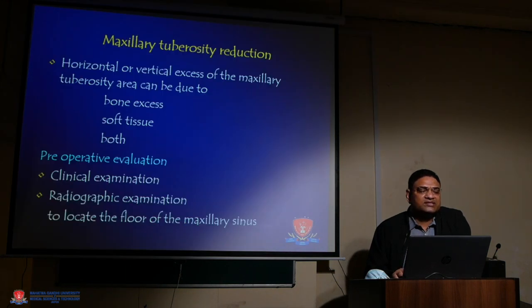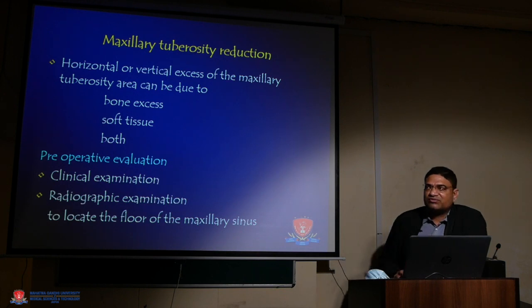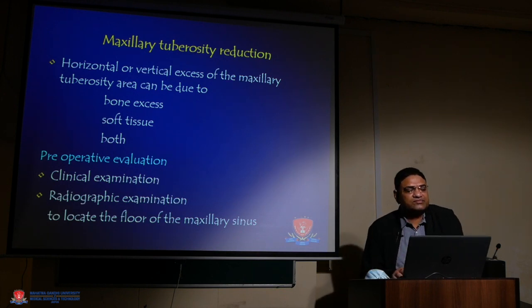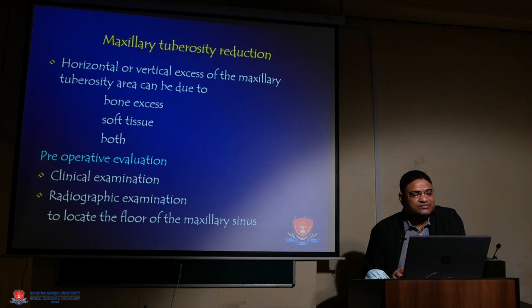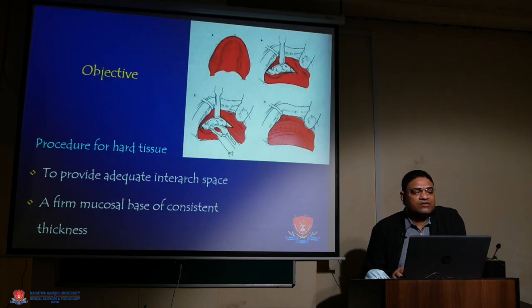Now comes the maxillary tuberosity reduction. Enlargement in the horizontal or vertical axis of the maxillary tuberosity area can be due to excess bone, soft tissue excess, or both. So on pre-operative evaluation we do clinical examination and radiological examination to locate the floor of the maxillary sinus in the posterior region. Objectives for the hard tissue: to provide adequate interarch space and a firm mucosal base of consistent thickness.